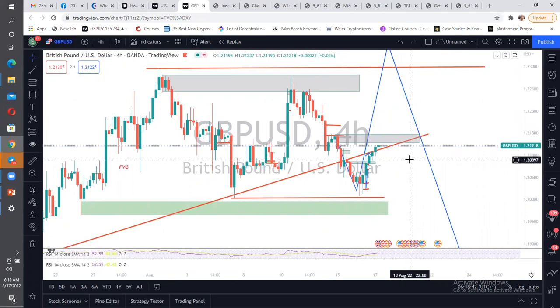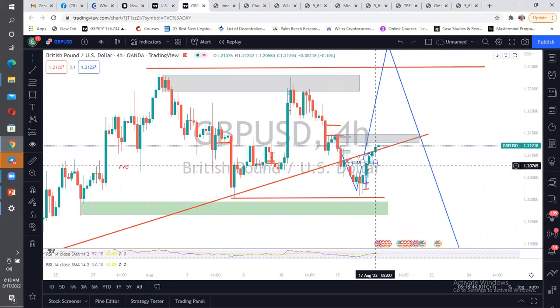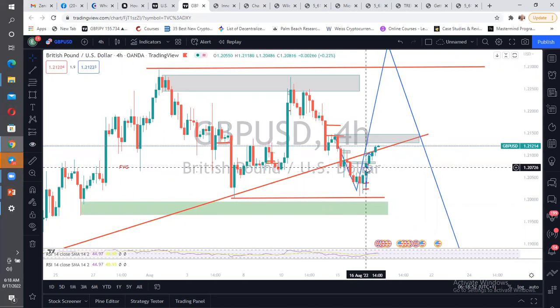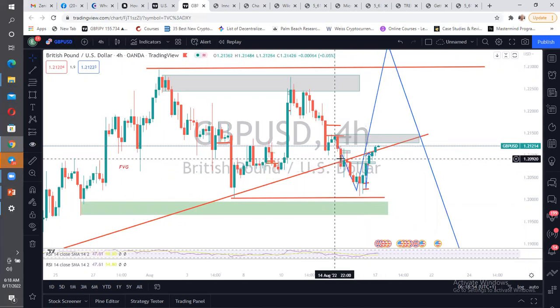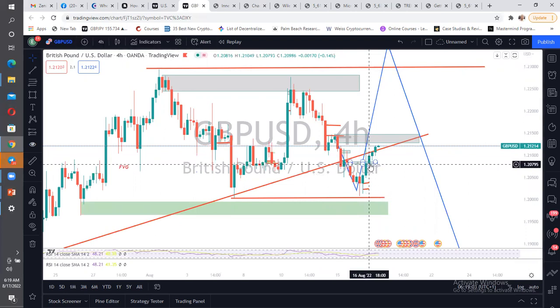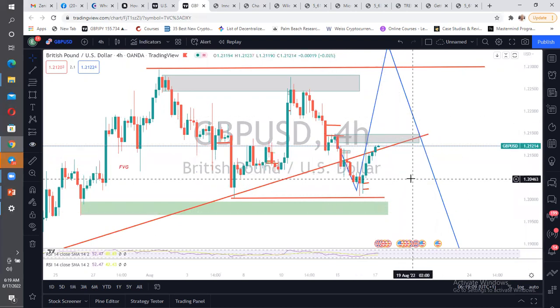I would like once they hit this other block, because after they've broken the structure on 4 hours, the structure was broken on 4 hours, they've not returned back. So I would like to see these guys pull back to the downside so we can take an entry also to the upside, because the market cannot continue going to the upside, to the upside, to the upside.